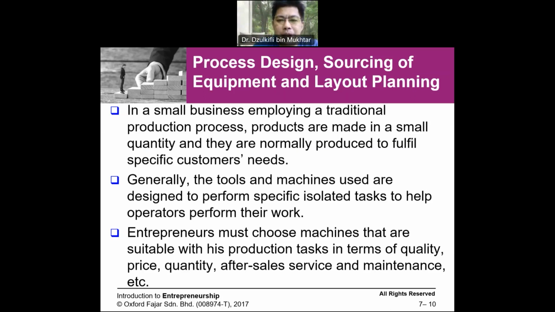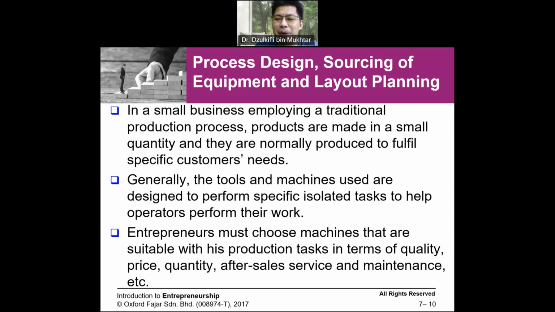Generally, the tools and the machines used are designed to perform specific accelerated tasks to help the operator perform their work. An entrepreneur must choose machines that are suitable for his production in terms of quality, price, quantity, after sales and all that. So this is what we call the ideal advice for people starting a business. We need to consider this.